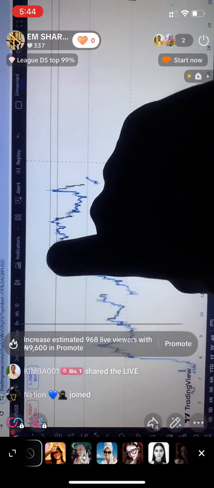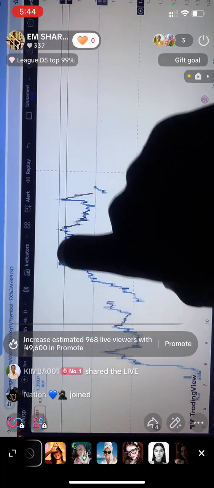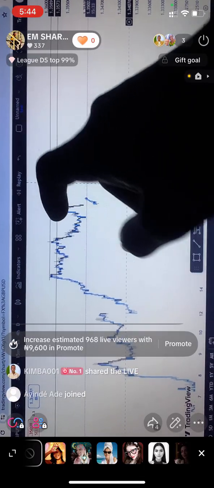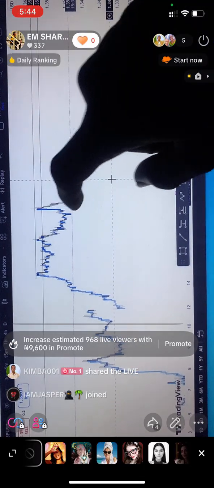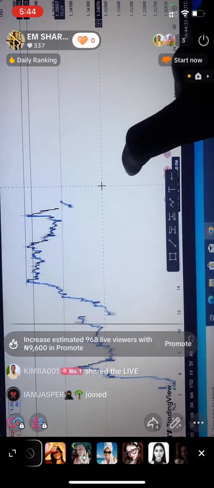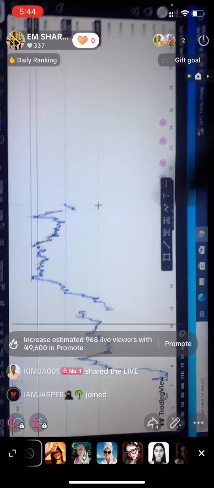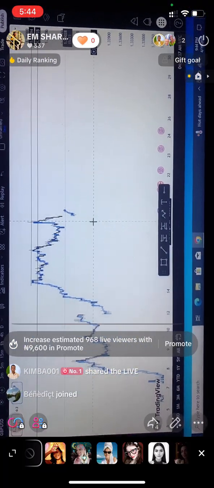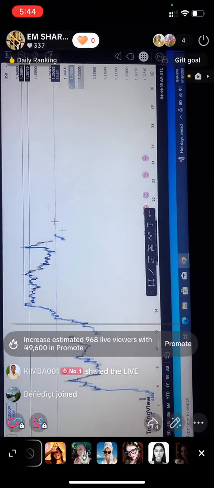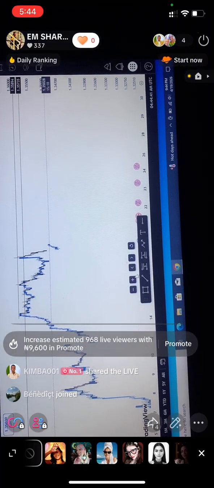So the market already formed a triple top at this major resistance level. This confirms to us that this week the market is about to rally to the downside. So I'm fully expecting the GBP USD market to go straight to the downside this week. So let's mark our zone at this level.